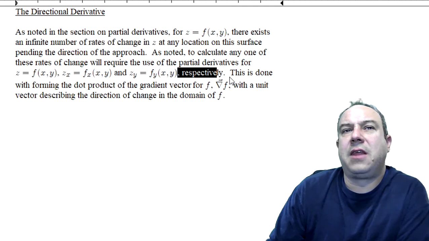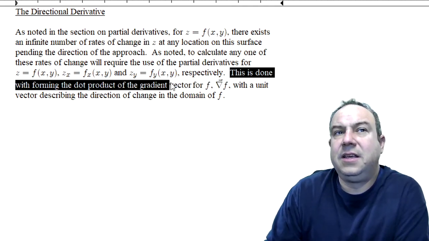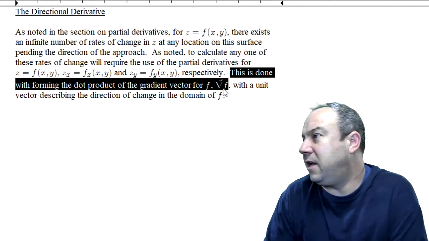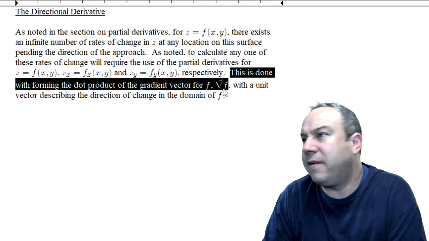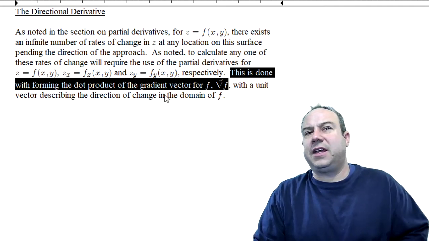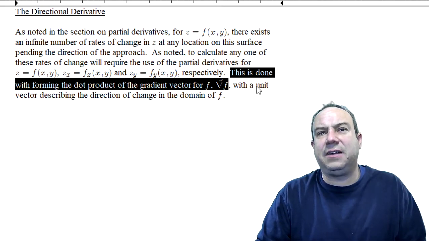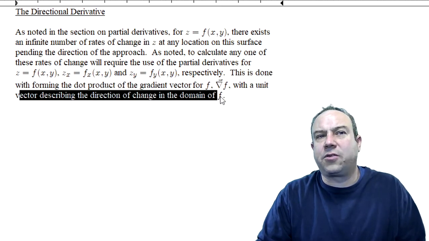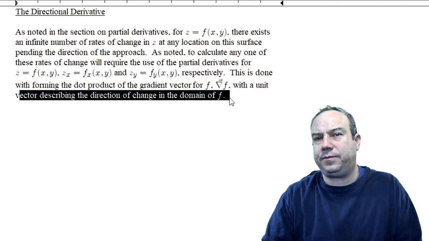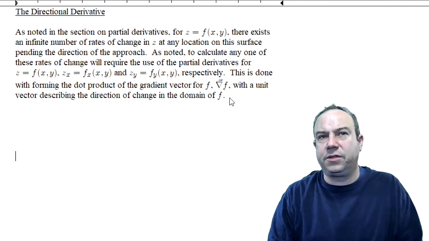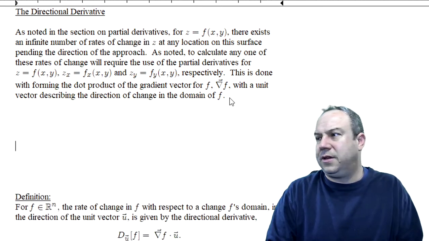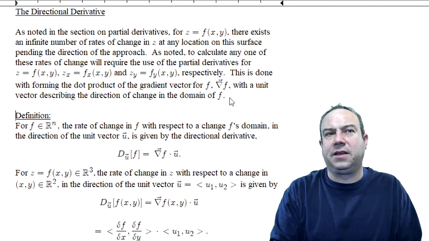All right. Now, the way this is going to be done is forming the dot product of the gradient, being the del of f, right? The del operator applied to the multivariable function f. You're going to take its vector, the gradient vector, and dot it with the unit vector describing the directional change in the domain of f. This will produce a result known as a directional derivative that we see here given in the following definition.